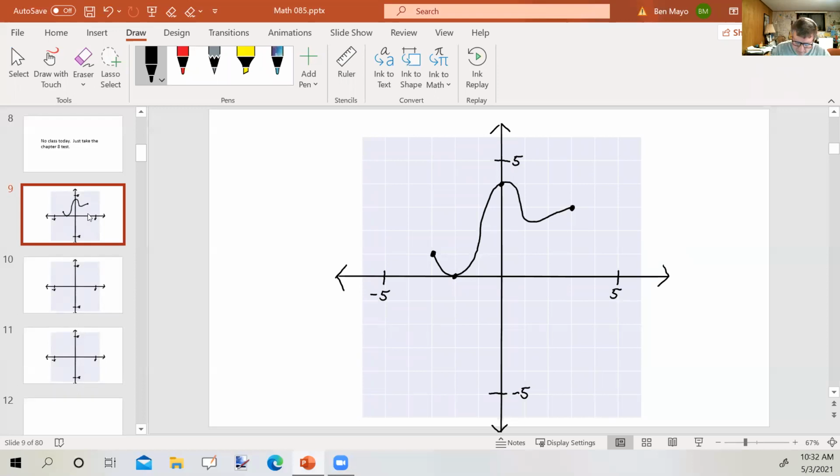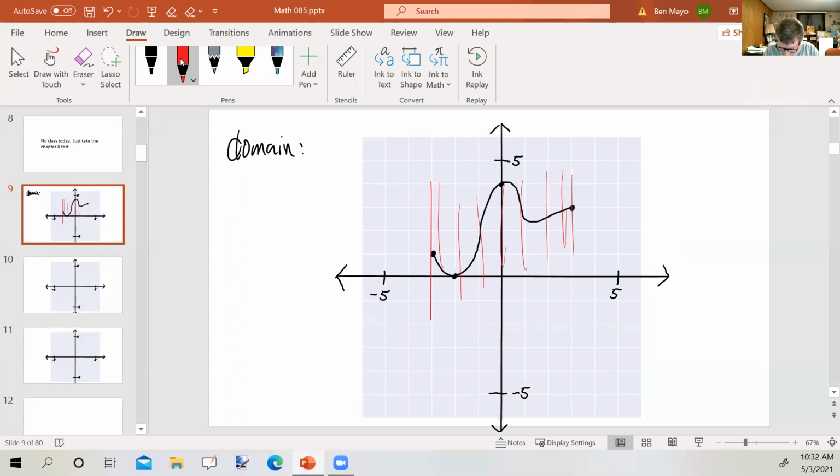So let's talk about the domain. The domain consists of all the x values. So for instance, the smallest or least x value would be -3, and moving along, the largest x value would be +3. It includes -3 and +3 and all the x values in between. So the domain would go from -3 inclusive to +3, also inclusive. So we use a bracket to indicate that those endpoints are part of the interval.